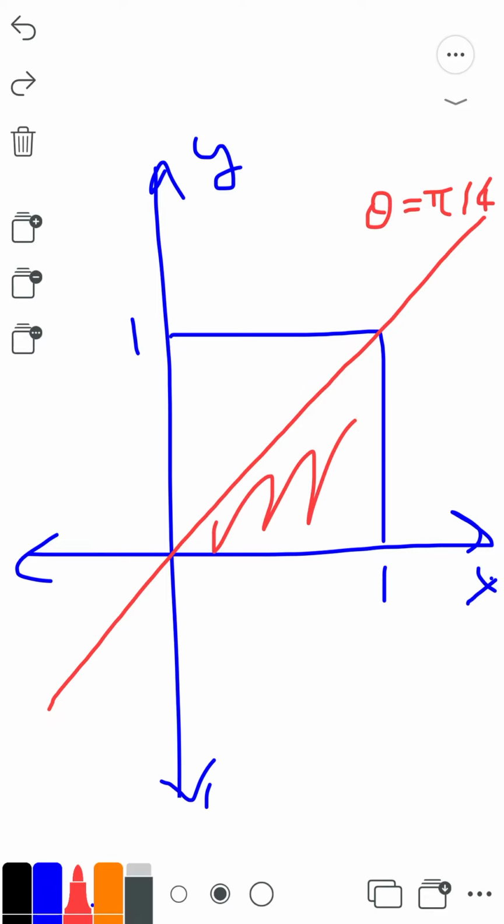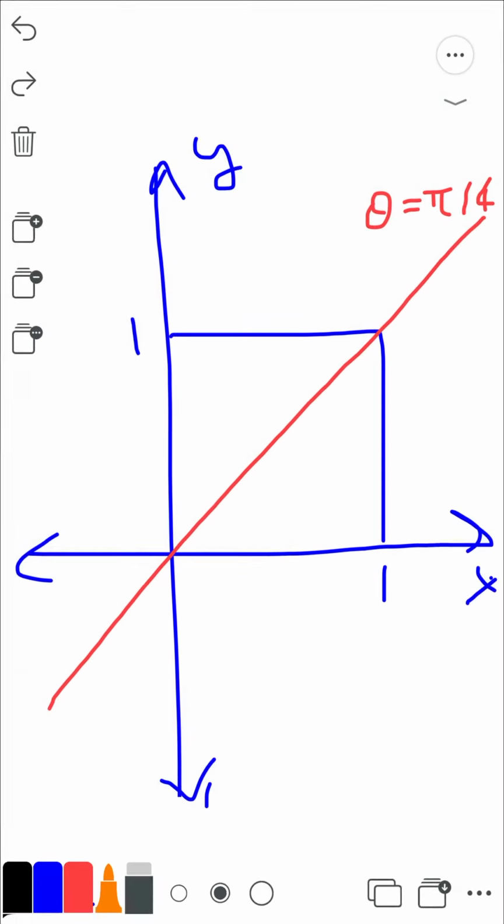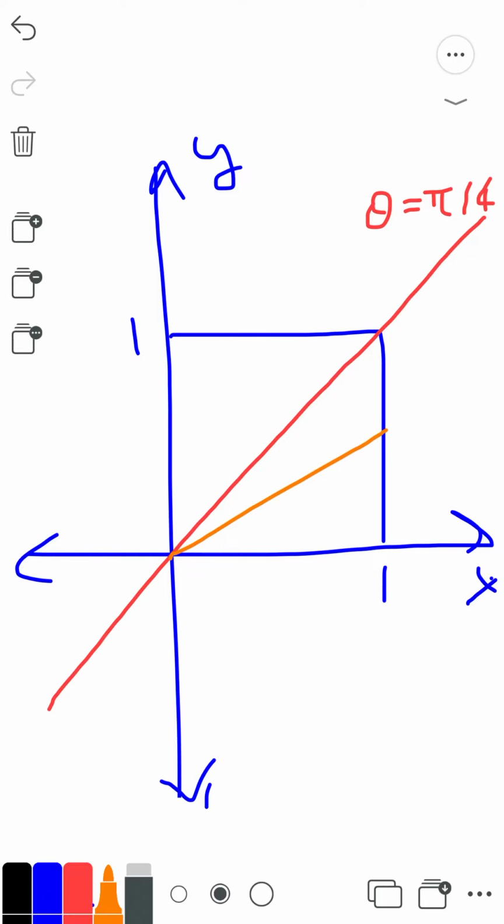So in the lower triangle, which is theta from 0 to pi over 4, let's draw a line r. This is the angle theta. And this length is 1 because it's a unit square, and this length is tangent of theta.